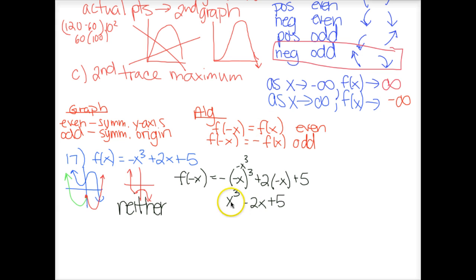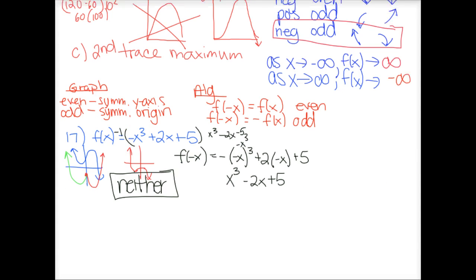If I were to take negative 1 times my original, I would get x cubed minus 2x minus 5. So this isn't negative 1 times the original either. The signs on the 5s aren't right. So again, this algebraically shows that the answer is neither. It is not even, and it is also not odd.